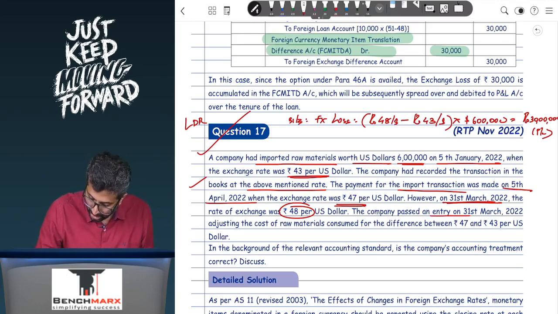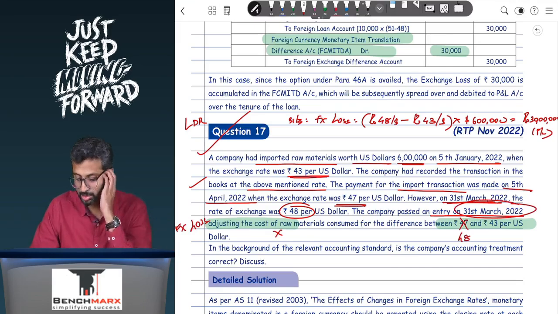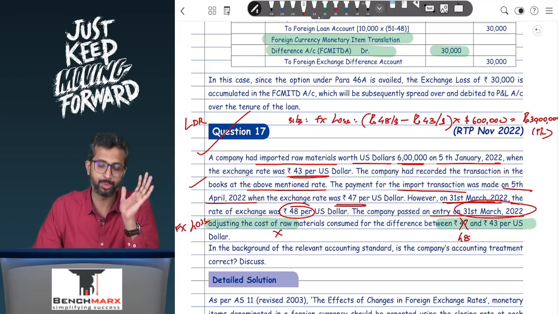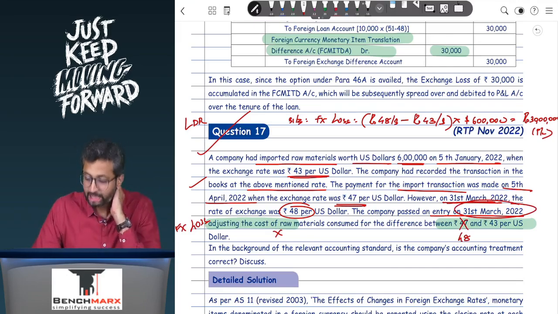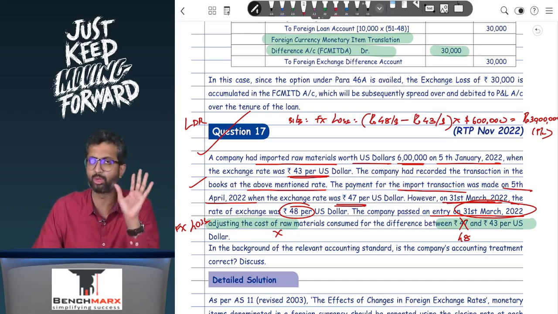The company passed an entry on 31st March 2022 adjusting the cost of materials. Now this is disastrous. There are two errors. First, you cannot adjust the cost of materials; you will have to adjust the forex loss. And second, on 31st March 23, the rate was not 47, it is 48. So you will take the difference between 48 and 43 and take it to the P&L. So your correct accounting treatment will be 30 lakhs will go to the P&L as forex loss. Your cost of materials will continue to be $6 lakh into 43 only. That will not be adjusted.